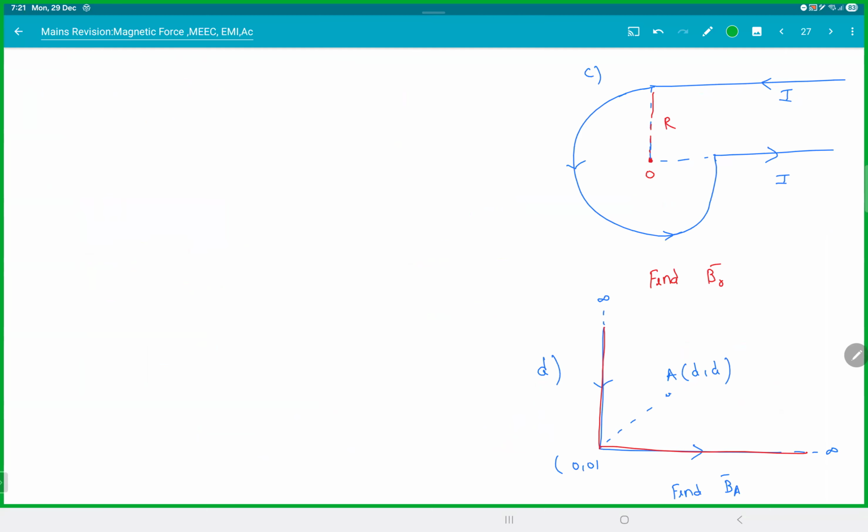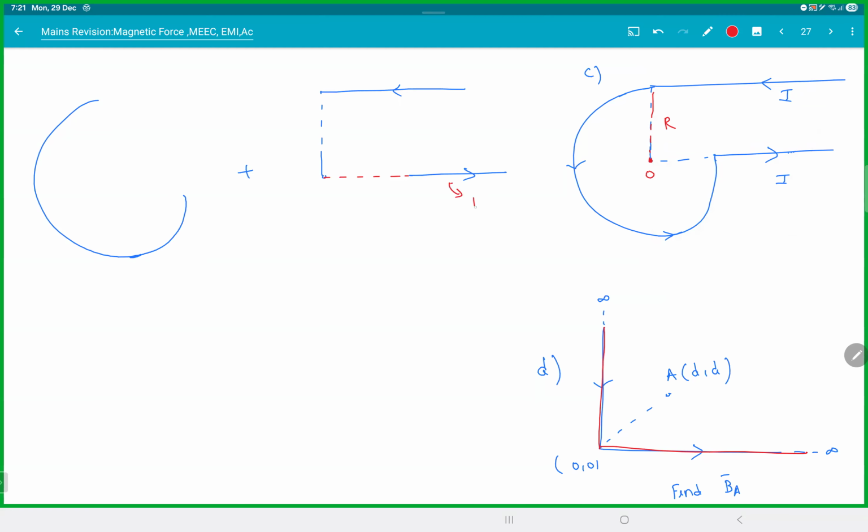If you look at C, it is simply 3/4 of a circle. Most people will think only that, but you have to be careful. Plus a semi-infinite wire, isn't it? This wire is useless because it is passing through this. So there are two wires also.